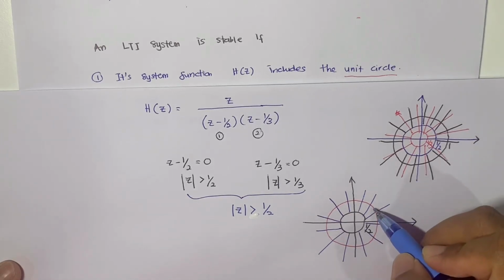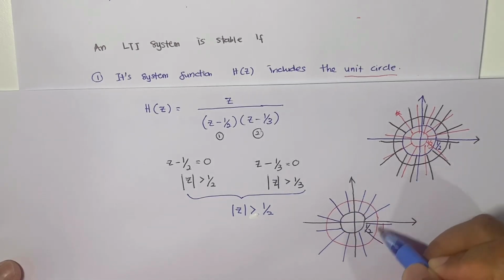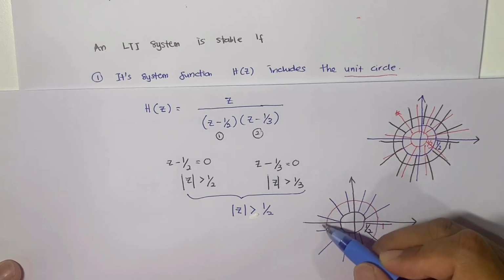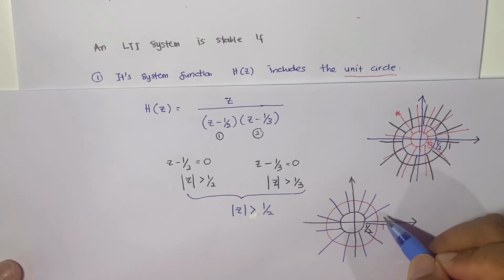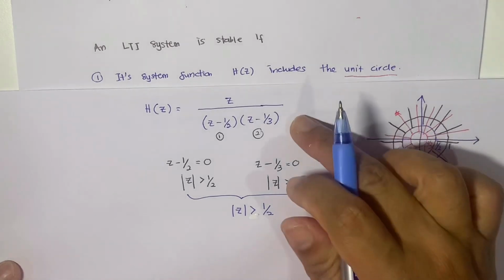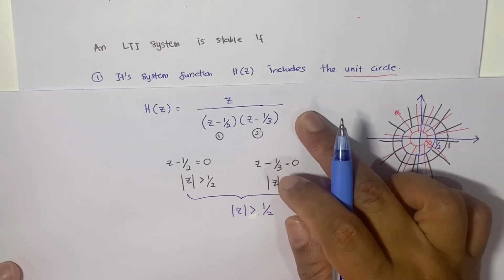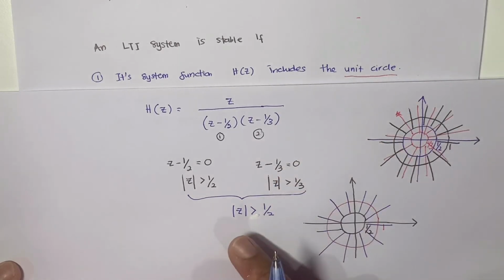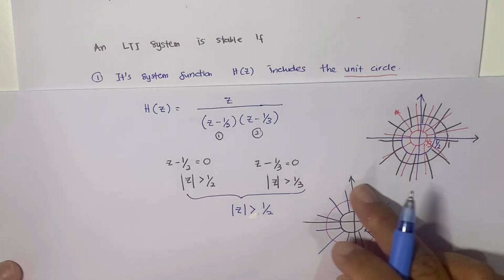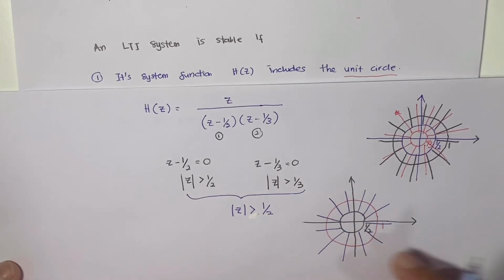Does the ROC include the unit circle? Yes, it includes the unit circle, where |z| equals 1. So the system here is a stable system, because the ROC includes the unit circle.